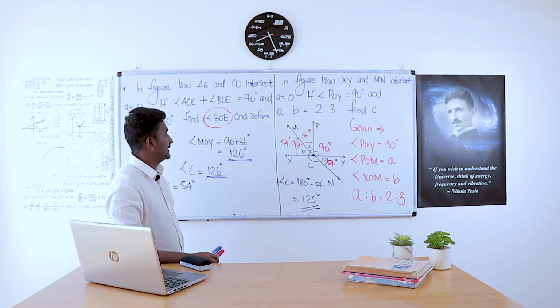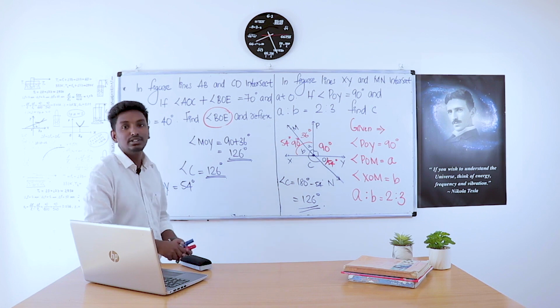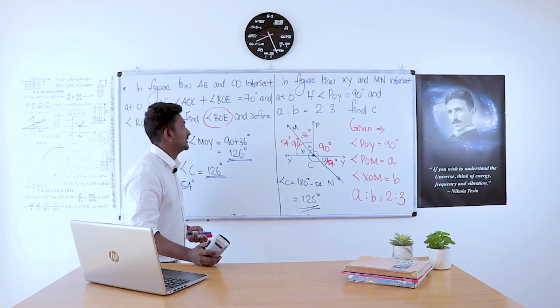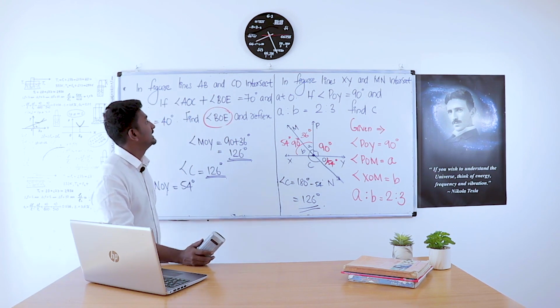Then to find C, subtract this 54 degrees from 180 degrees. That is 180 minus 54 is equal to 126 degrees. Now the question is solved. Find C. What is the value of C? The value of C is 126 degrees.